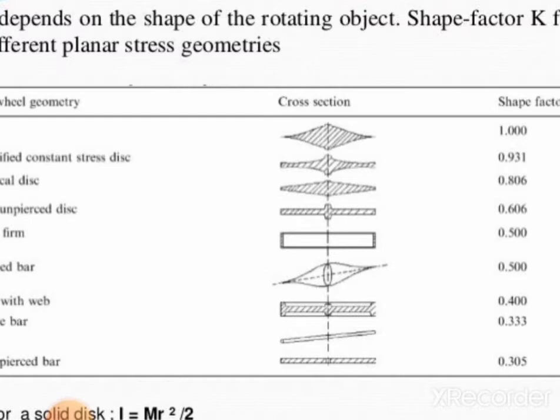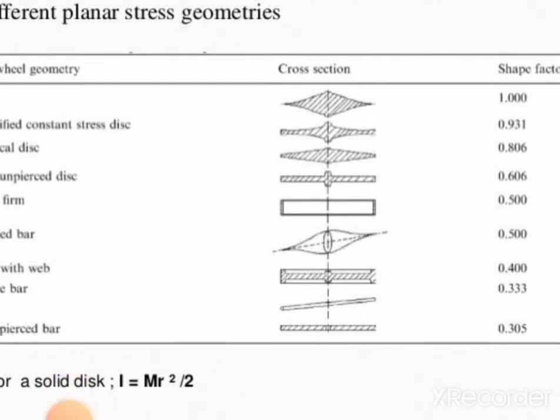For rim with web, it is taken as 0.4, and for single bar the inertial constant is taken as 0.333. And last, for flat paired bar, the value of inertial constant is taken as 0.305. For solid discs we take I is equal to m r square by 2.